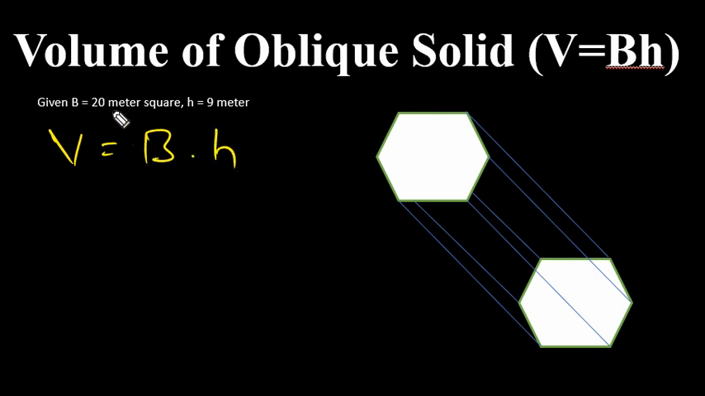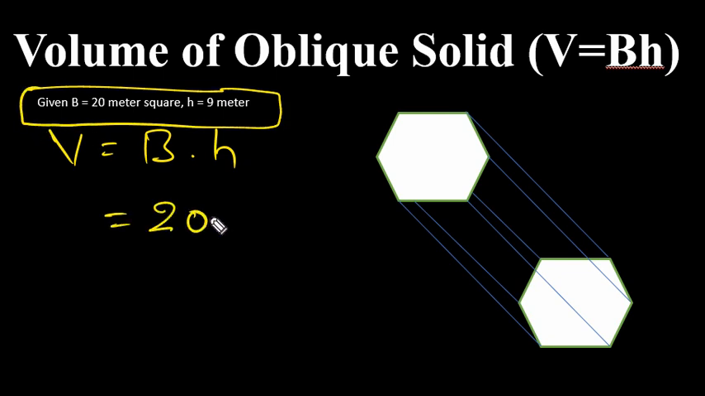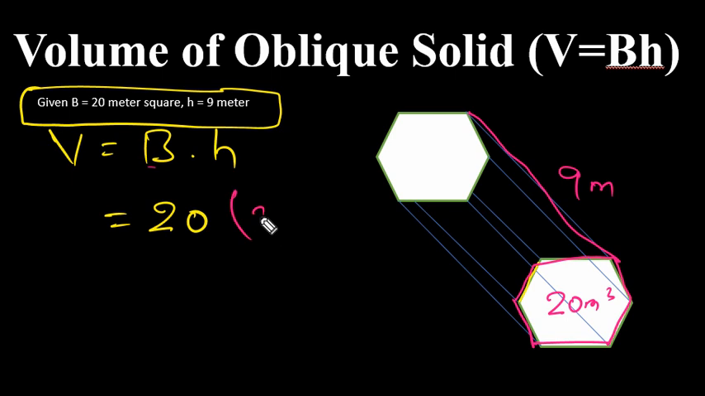In this case the base area is given in the question. If you look at this information, the base area is given 20 meter square. So this is your pentagon here, and the pentagon area is given in this case as 20 meter square. This is the base, and the height is given as 9. So this is the height, and if the shape remains same from the bottom to the top, then you can use the same formula, right? So 20 multiply 9, that will give you 180 meter cube.